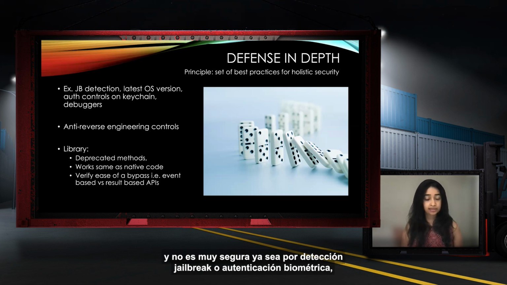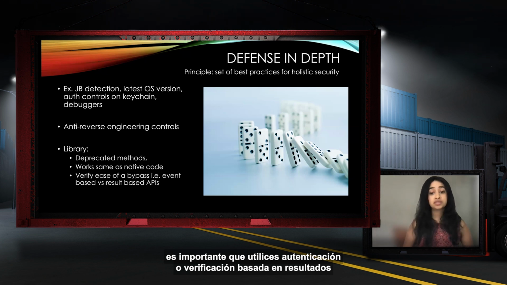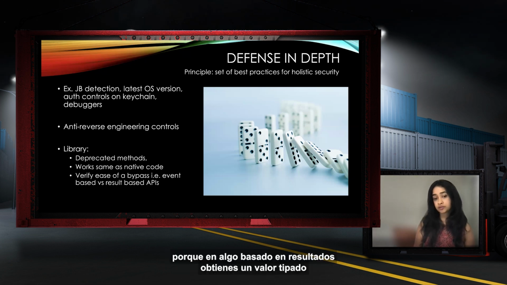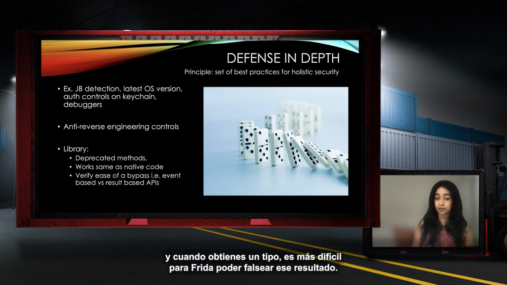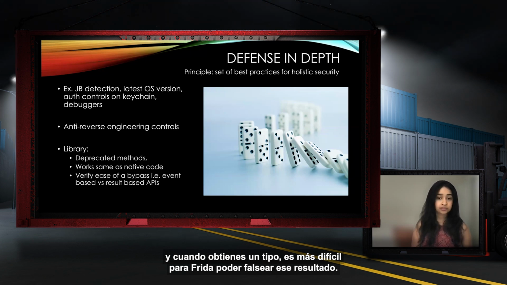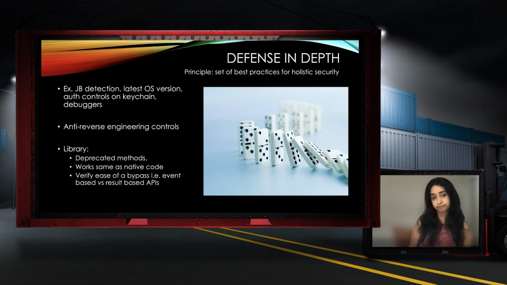Whether it is jailbreak detection or biometric authentication, it's important that you use result-based authentication or verification, because in result-based, you get a type as a return value and not true or false. And when you get a type, it's harder for Frida tools to be able to spoof that result.